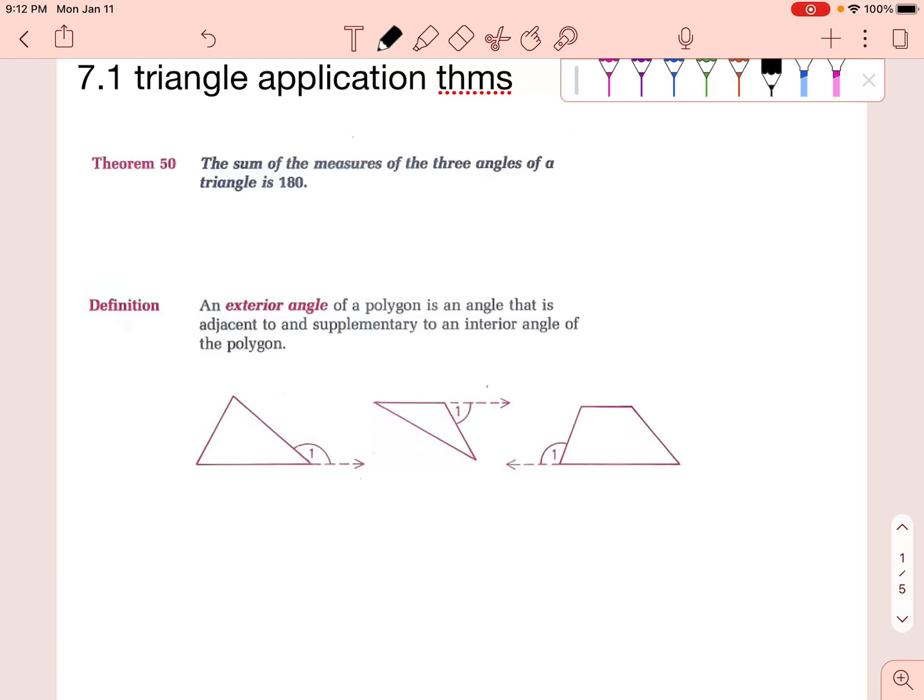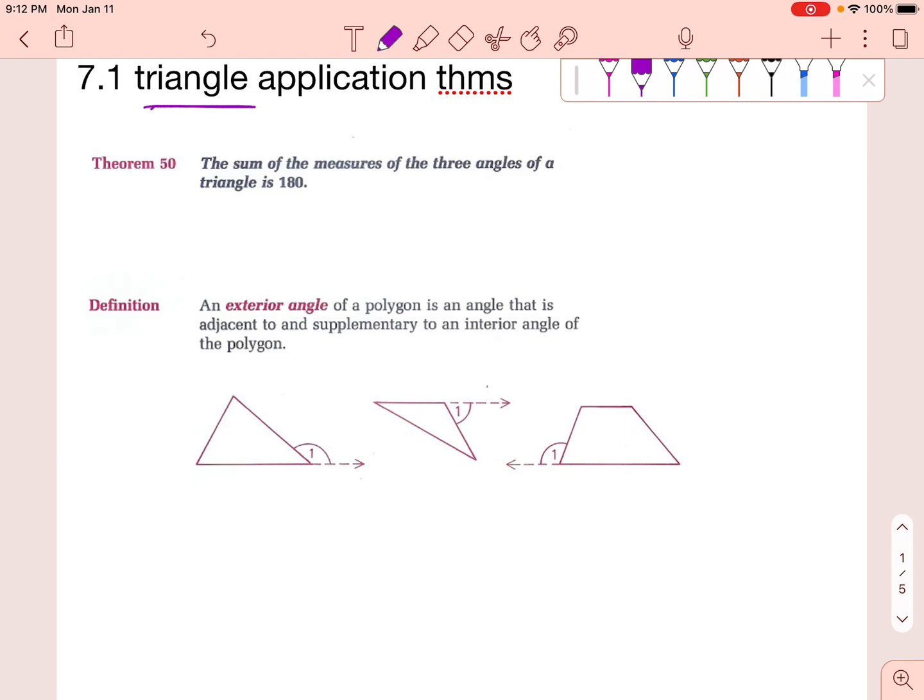Okay, so welcome back. We're going to start taking notes on section 7.1. So chapter 7 is all about polygons, and specifically in chapter 7.1, we're talking about applications of some triangle theorems.